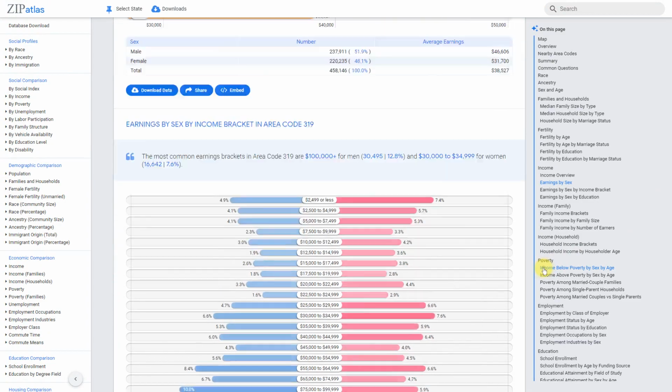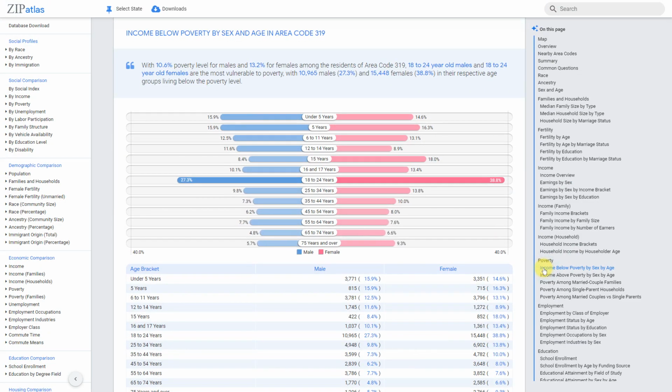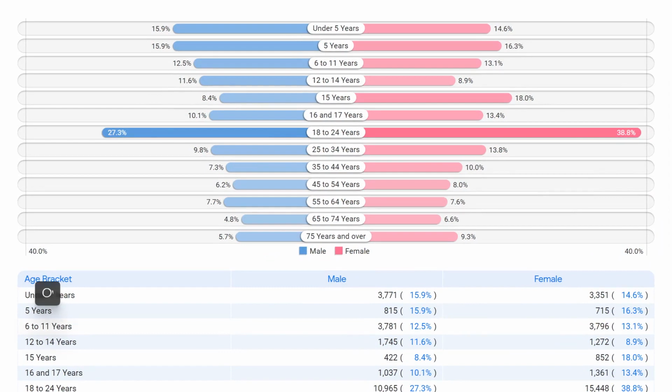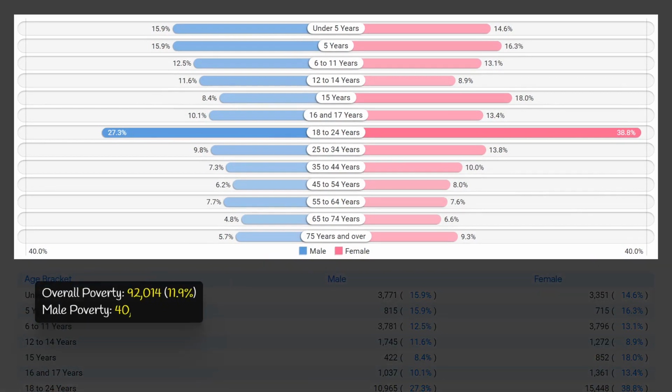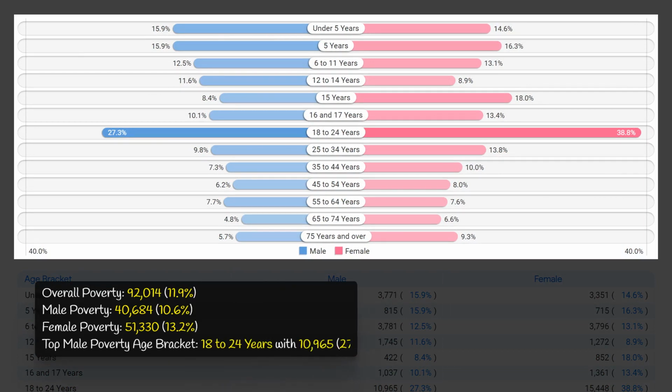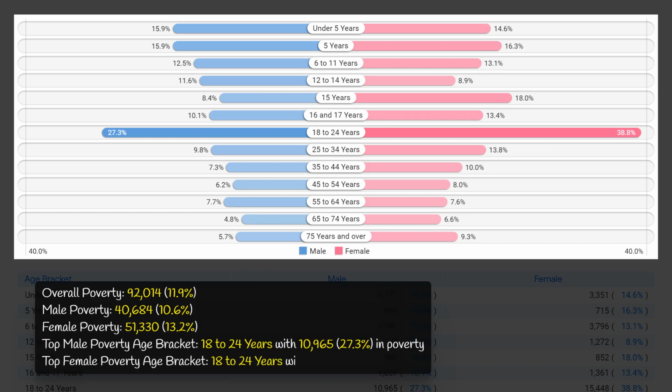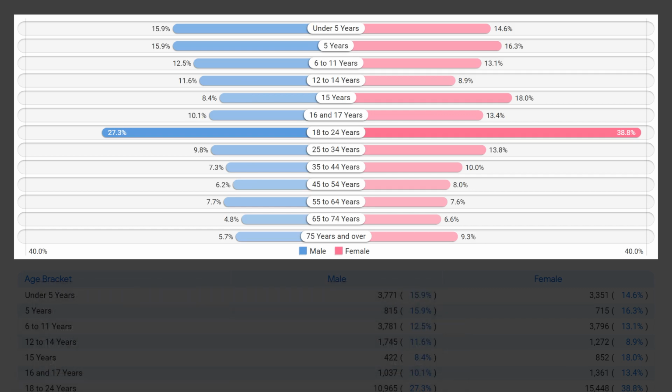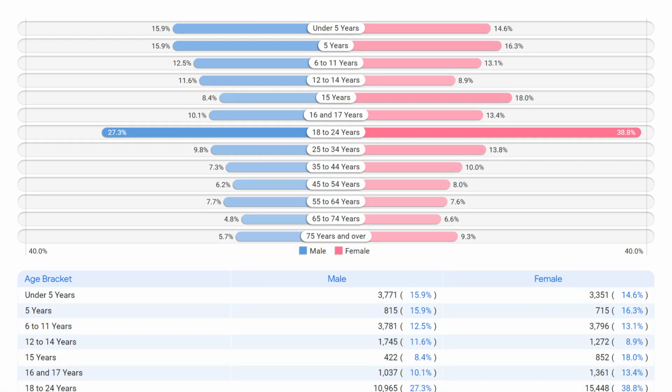Area code 319 in Iowa reflects a concerning level of poverty, with 92,014 individuals living below the poverty line. Notably, the poverty rate is higher among females, 13.2%, compared to males, 10.6%. Among different age groups, those between 18 to 24 years old appear to be the most vulnerable, with high percentages of both males, 27.3%, and females, 38.8%, living in poverty. This data highlights the need for targeted efforts to address poverty in area code 319 and support those who are most at risk, including young adults.